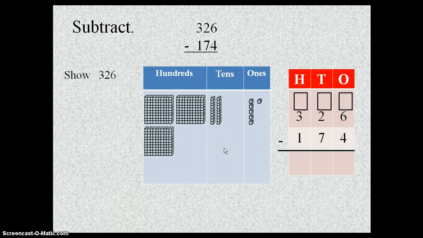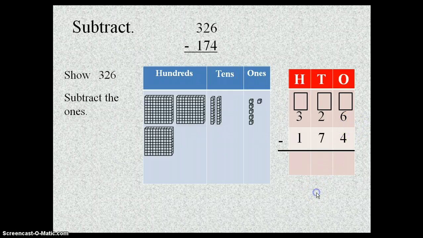Now remember, our first step that we always do is we start with the ones place and we think, do I have enough ones to subtract? Well, I have 6 ones and they want to take away 4. Remember our little poem: more on top, no need to stop. More on the floor, borrow 10 more. So right now we have 6 and that's bigger than 4, so we can just subtract.